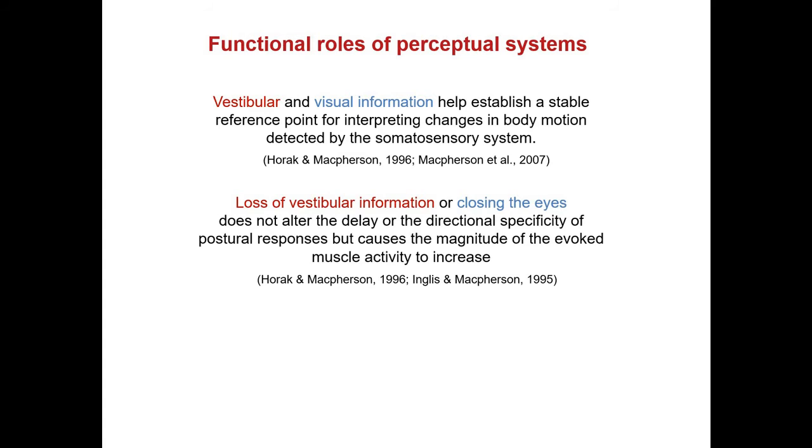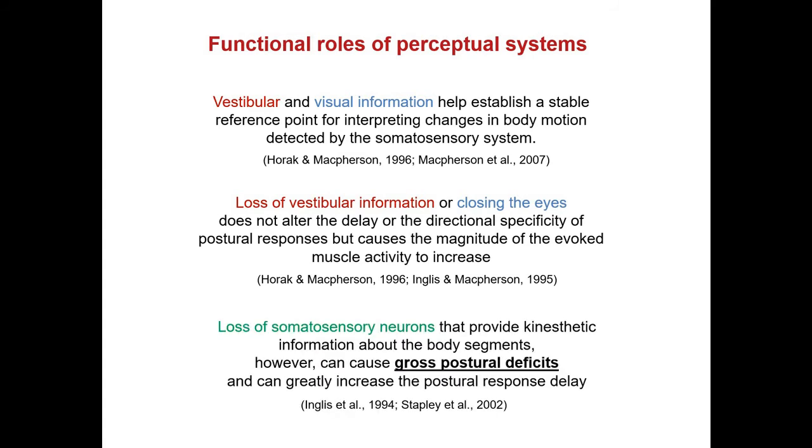These distinct roles of the different perceptual systems mean that a loss of vestibular information or a loss of visual information by closing the eyes does not alter the delay or directional specificity of postural responses, but it will cause the magnitude of the evoked muscle activity to increase. In contrast, loss of somatosensory neurons that provide kinesthetic information about the body segments will cause gross postural deficits and can greatly increase the postural response delay.